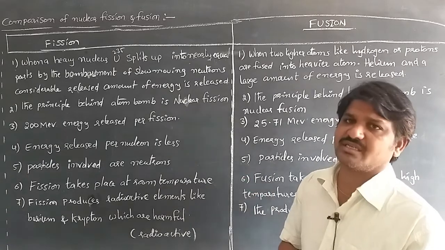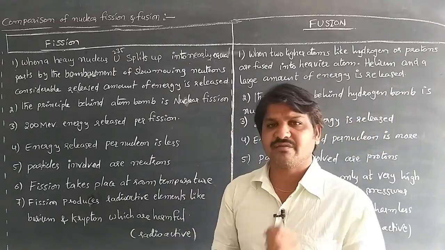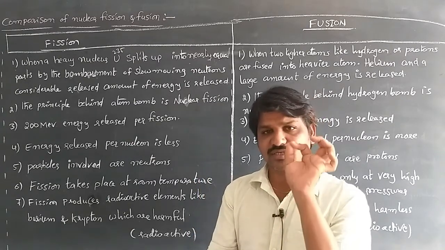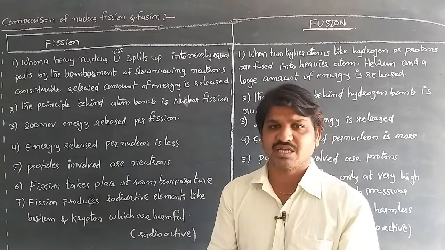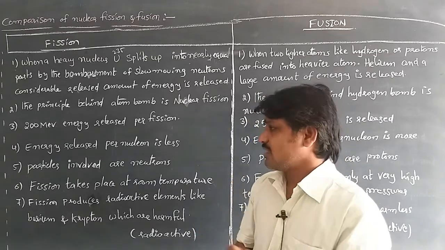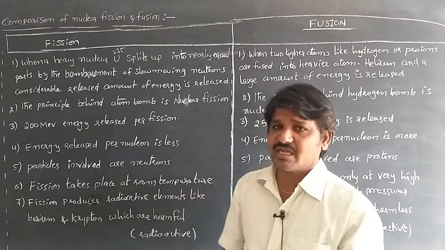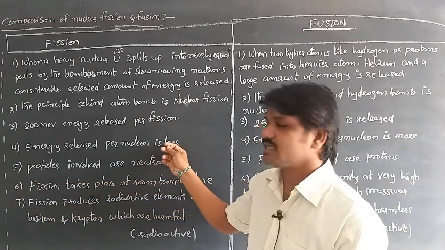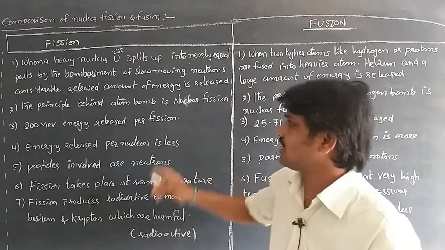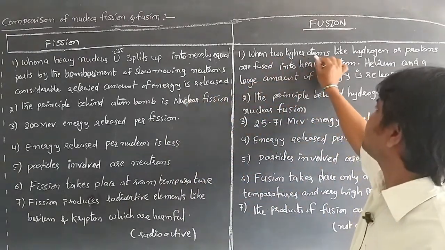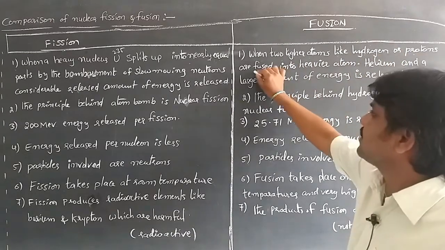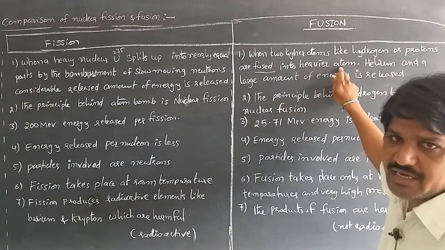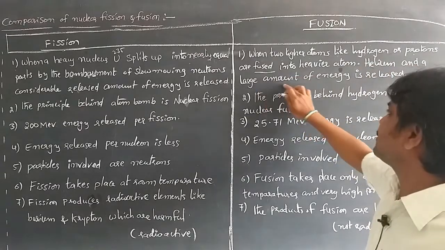In the fission process, whenever one uranium atom splits, it emits neutrons, and in a single fission about 200 mega electron volts of energy is released. But the energy released per nucleon is less compared with the fusion process. Fusion means that two lighter atoms, like hydrogen or protons, are fused, combined into a heavier atom, helium, and a large amount of energy is released.